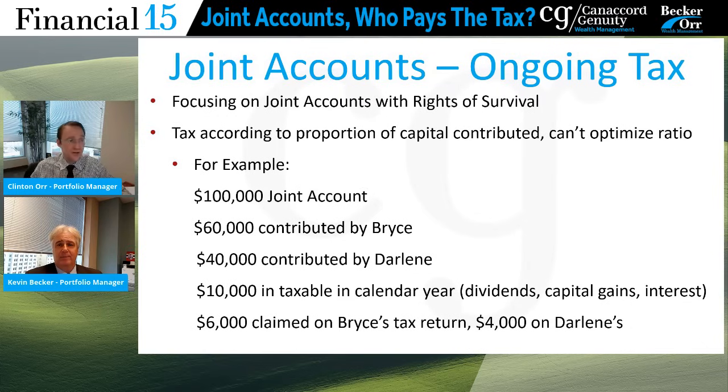Yeah, so a reminder, these non-registered accounts, unlike an RSP or a TFSA, are like a pay-as-you-go system for tax. So every year there could be some taxable events that you're going to have to claim. And CRA is pretty clear that they want you to claim them in proportion to the folks that contributed the capital, which means you can't optimize the ratio. This is not income splitting. With income splitting for pensions, one year you can do 50-50, and if it's more beneficial the next year, do 60-40. Your accountant can play with the numbers. That's permitted. Not the case with joint accounts. It's supposed to be based on the proportion of capital contributed.